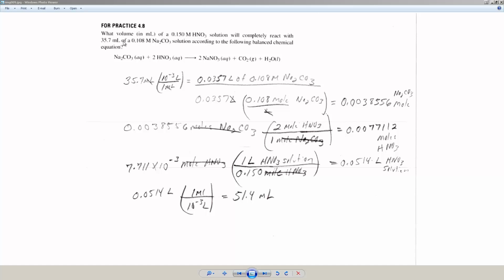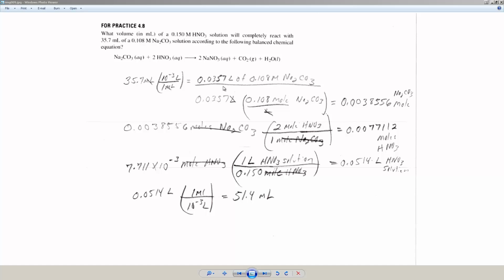But first, let's get the volume into liters. So 35.7 milliliters, using this conversion factor, gives us 0.0357 liters of this solution. So then we take that value. So this is a whole new line.